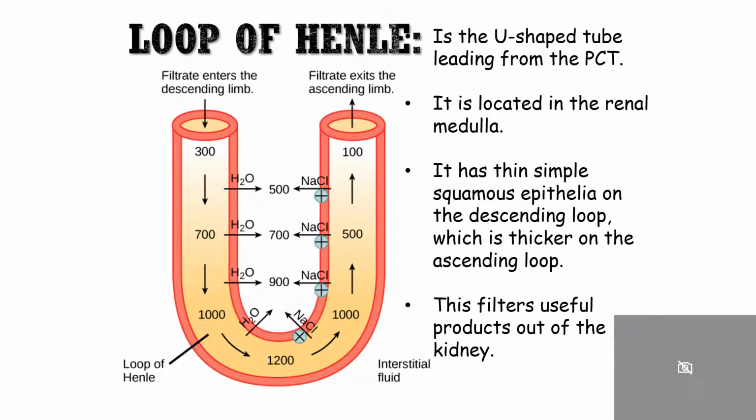The loop of Henle is a U-shaped tube that leads from the proximal convoluted tubule. It is located in the renal medulla. It has thin, simple squamous epithelia on the descending loop, which is thicker than on the ascending loop, and this filters useful products out of the kidney.